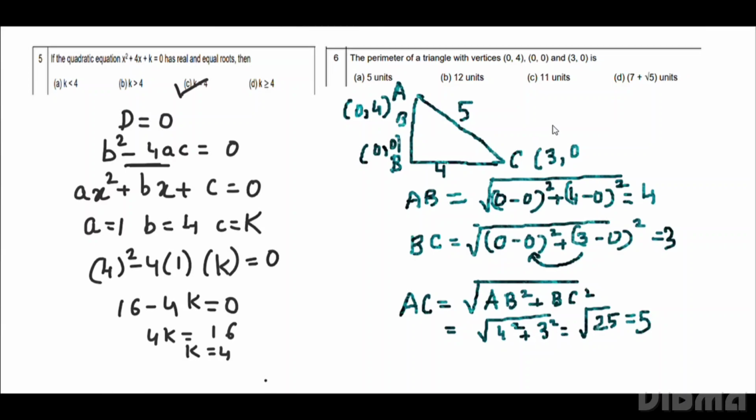Now what will be the perimeter? Yeah, the sum of 3 plus 4 plus 5. And that is how much? 12 units. Correct. So the answer for this is 12 units. So this is the sixth question. Now let us go to the seventh question.